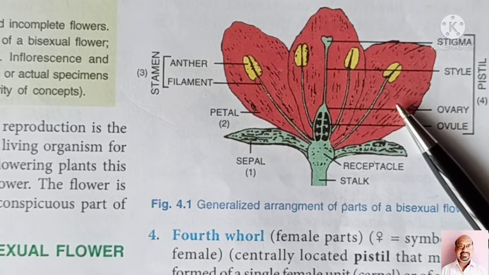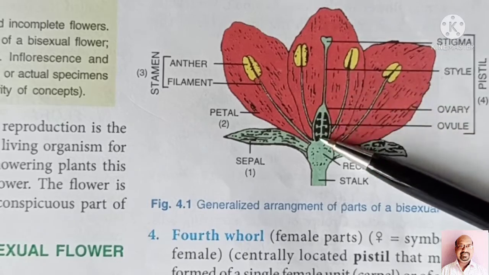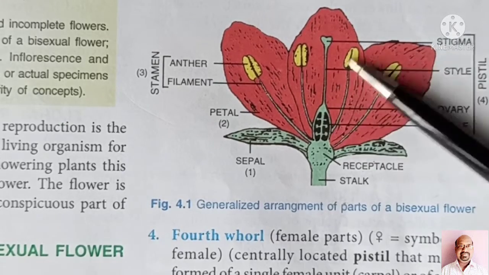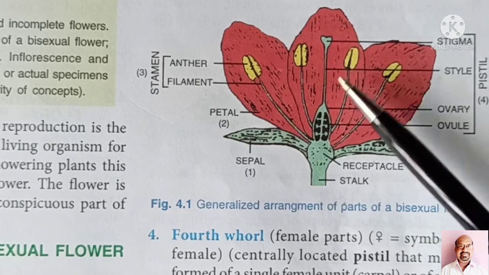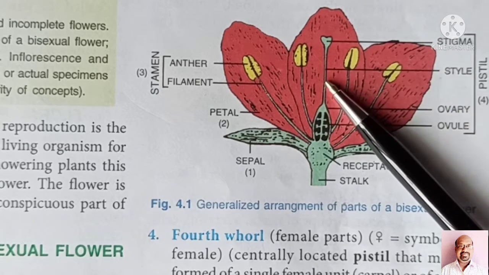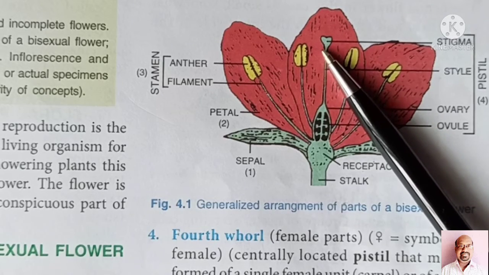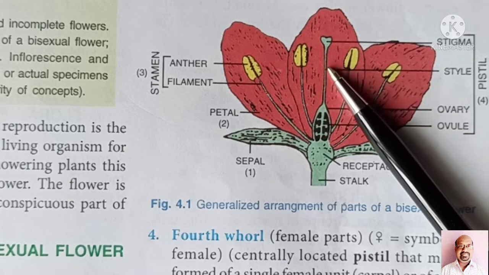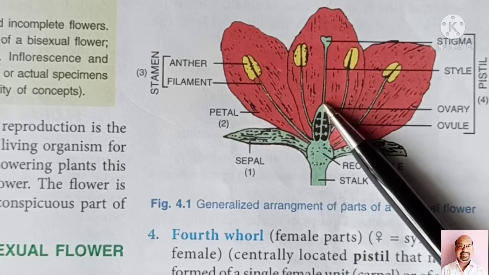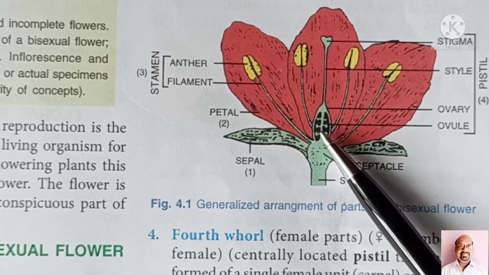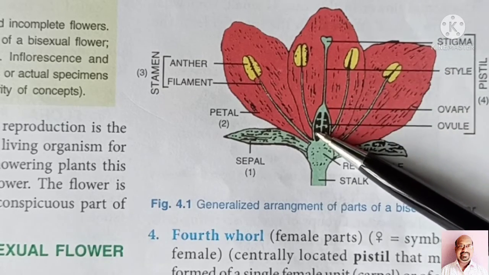And the fourth whorl, the innermost whorl, is known as carpel. This carpel consists of 3 different parts: stigma, style, and ovary. Here at the top, this structure is called stigma, and this cylinder-like structure is known as style, and this swollen base is ovary. Inside the ovary, there are ovules. This structure is known as carpel.